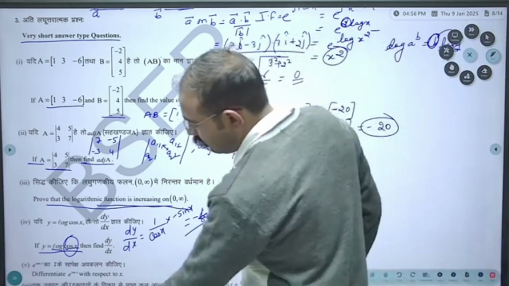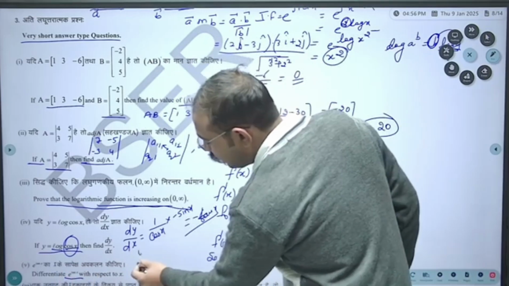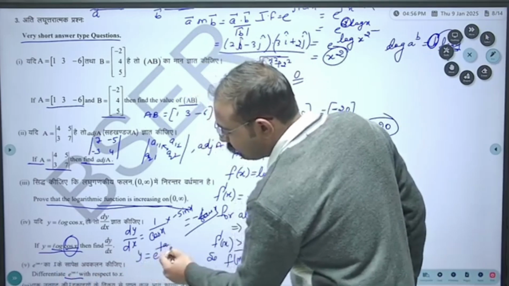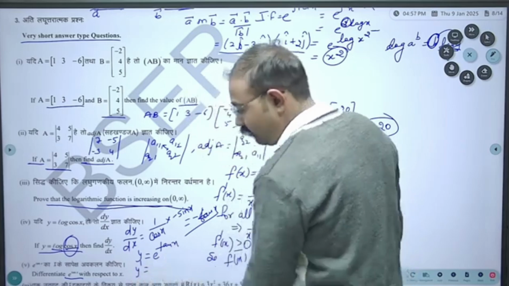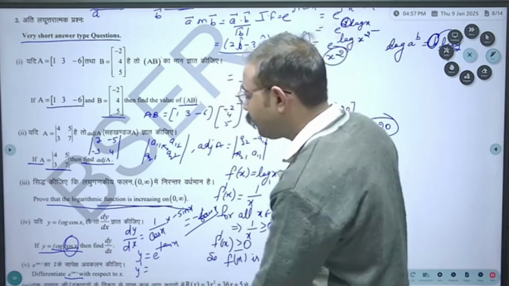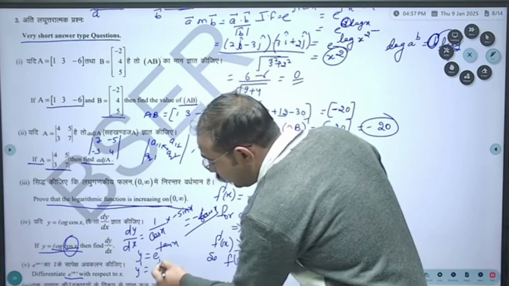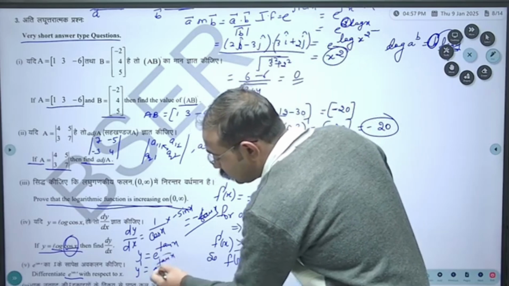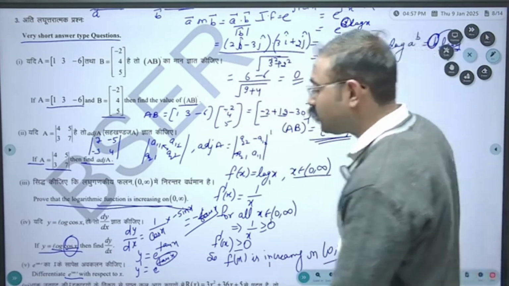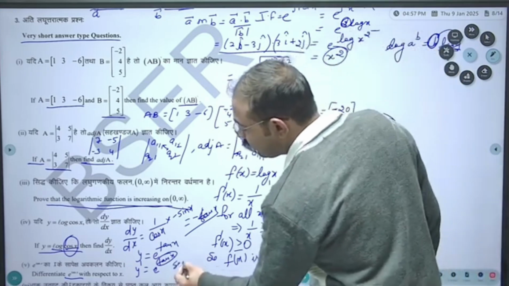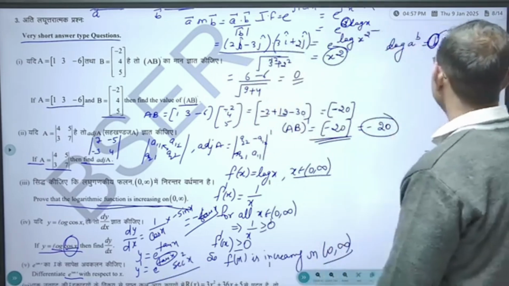Next is differentiate e raised to the power 10x with respect to x. Means y is equals to e raised to the power 10x, and its differentiation y dash is equals to, we have formula for e raised to the power x, and its derivative will be same, e power x, and here at the place of x we have 10x. So we have to differentiate this 10x also, and differentiation of tan 10x will be 10 sec square 10x. This is our answer.